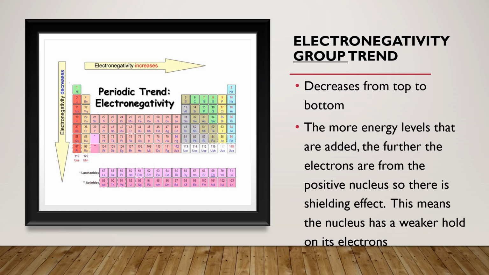The electronegativity group trend, so going down, we've got a decrease. It's the same trend as with ionization energy. The more energy levels, again, the reason is energy levels. The more energy levels that are added, the further the electrons are from the positive nucleus. So there is a shielding effect. This means that the nucleus has a weaker hold on its electrons. So this would look like, if we're talking about the periodic table here, here's our trend. It's decreasing, okay?